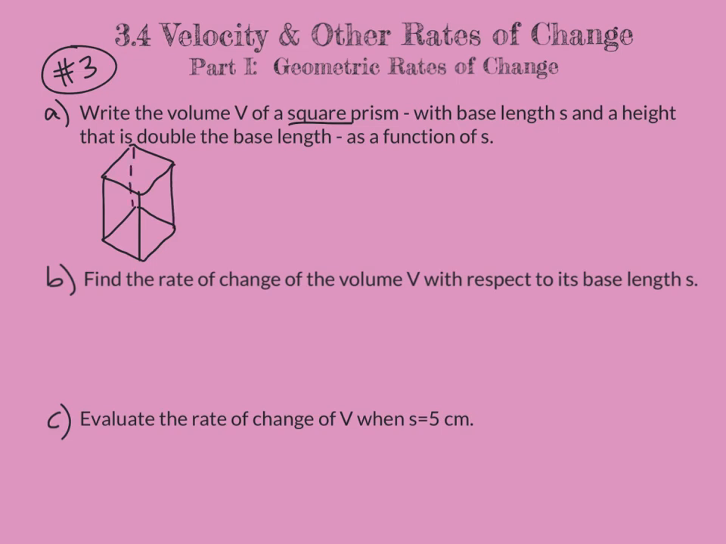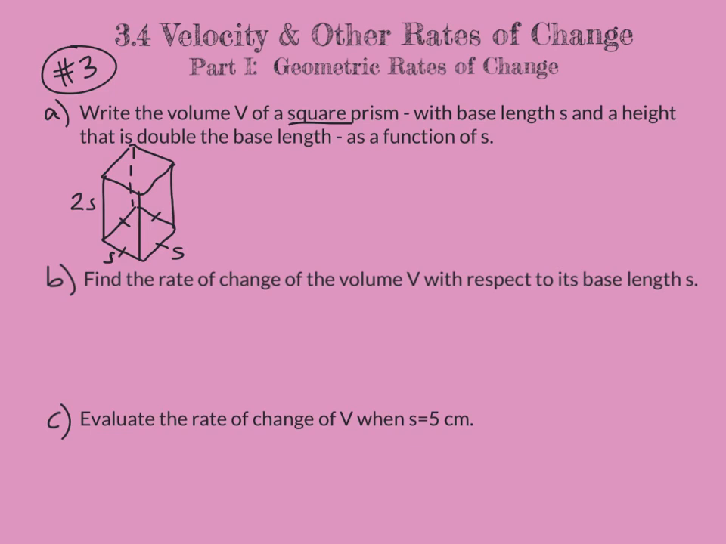So it has a square base, meaning that this is a square down here, and the top is also the same square. The base length is s. And then the height is double the base length, which means that the height is 2s. It's all still in terms of the same variable here. We don't want to introduce a new variable h because we know that we can call the height double s, 2s. Okay, now we want to write the volume of this.